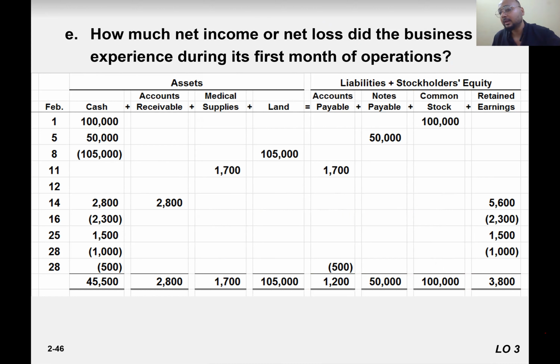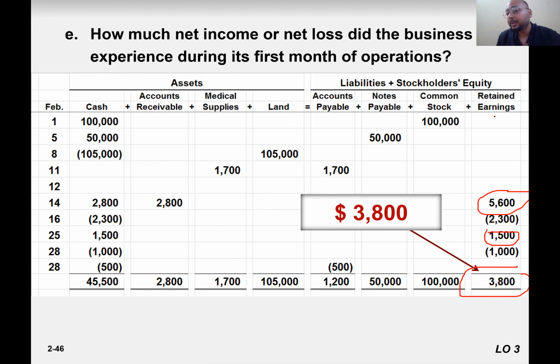The last one, I think, is how much net income or net loss did the business operation expect? What are the sales? We know that sales are 5,600 and expenses are negative. So the answer is going to be 3,800, because we don't have any beginning retained earnings and we didn't pay any dividend.